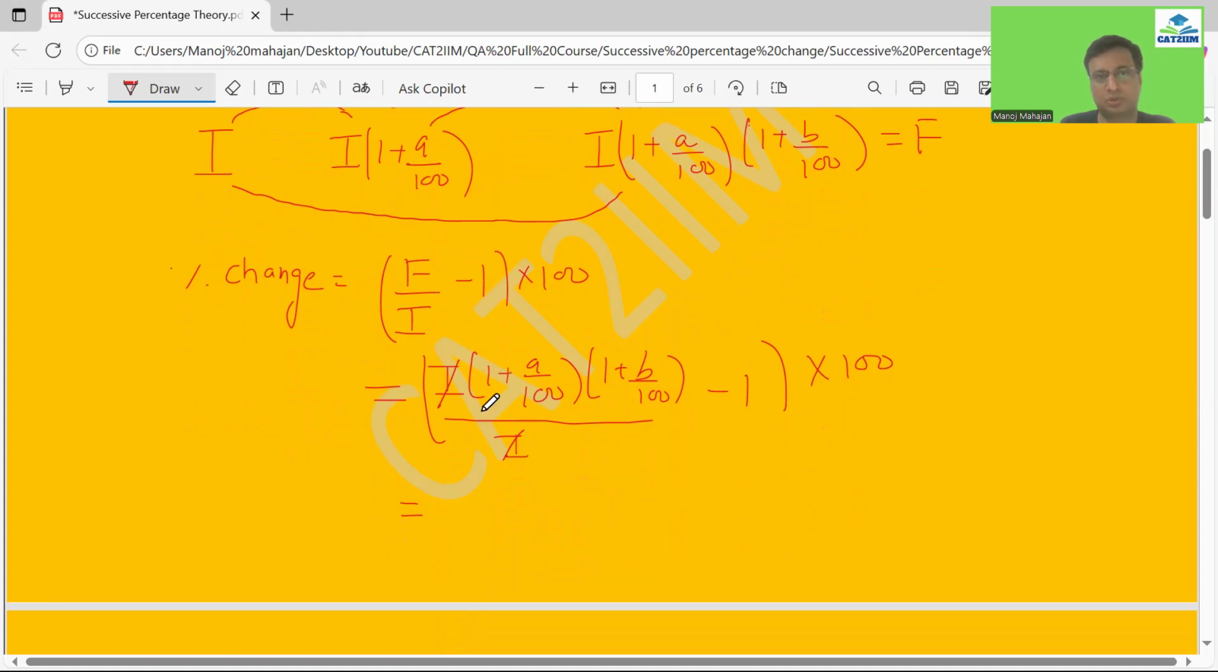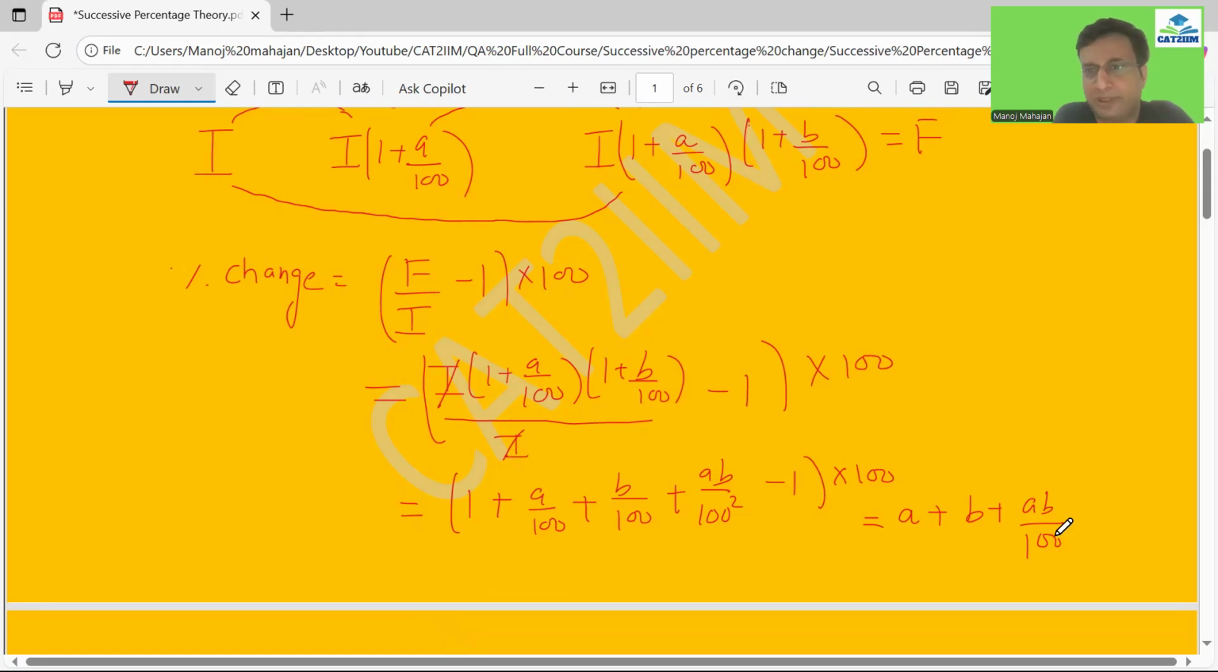Let's multiply these two. We are going to get 1 plus a by 100 plus b by 100 plus ab by 100 square, minus 1, if I do into 100. Ultimately we're going to get this result: a plus b plus ab by 100. So we can use this for two successive changes: a plus b plus ab by 100. That is going to give me the net change for two successive changes.